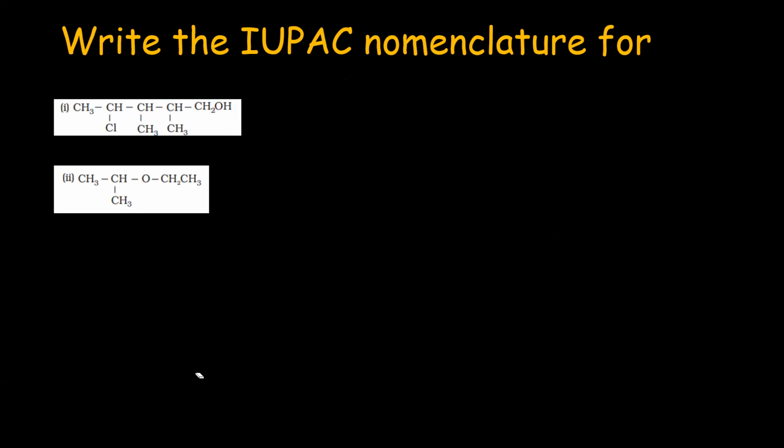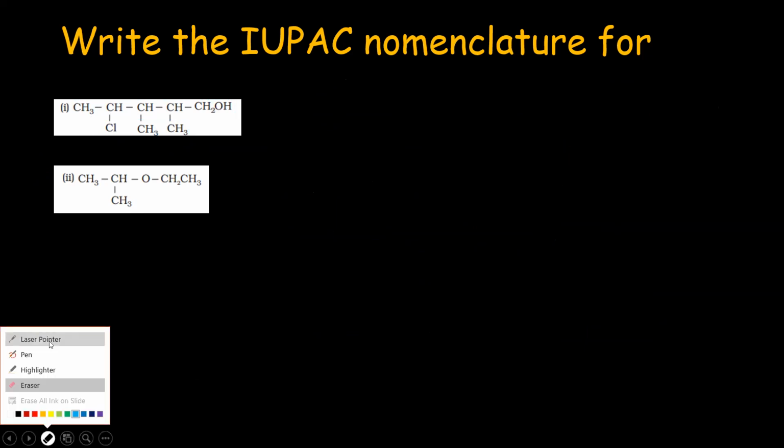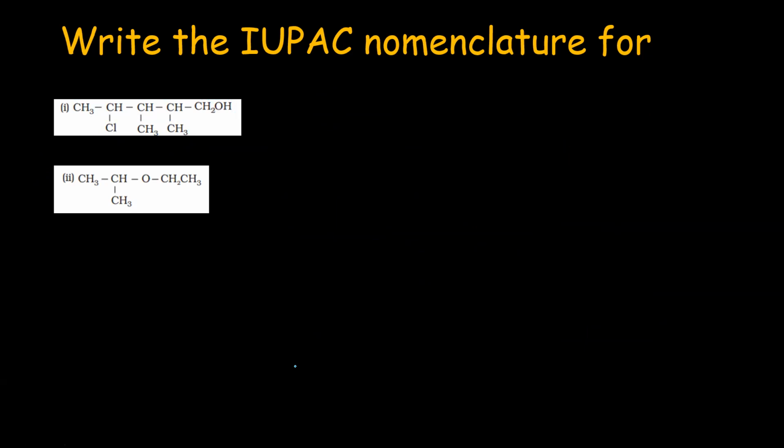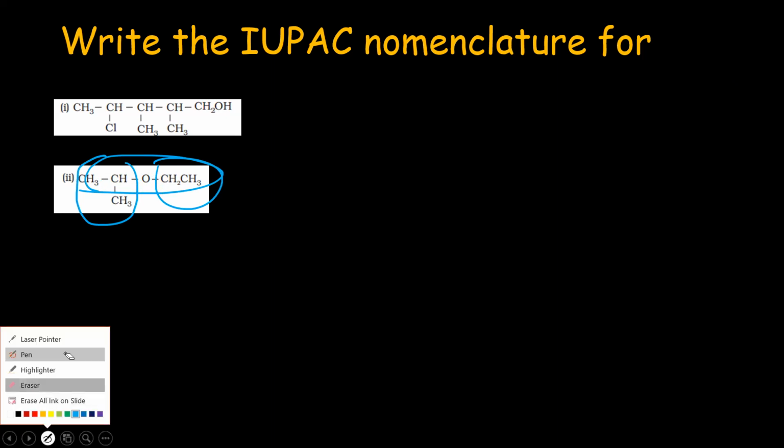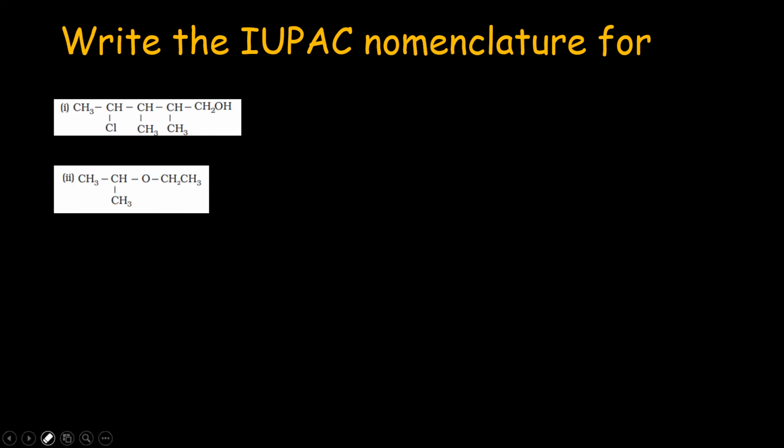Now we will look at this second question. In this second question, we have CH3, CHO, and CH2, CH3. You can see that there are two different chains of carbon atoms. This is not the whole chain because in between you have O. So we have two different chains. What are they? We have CH3, CH, CH3, and in the other case, we have CH2, CH3.